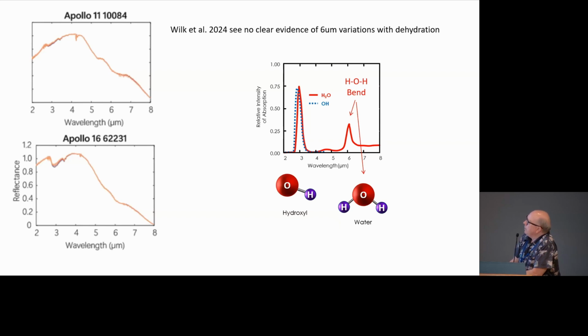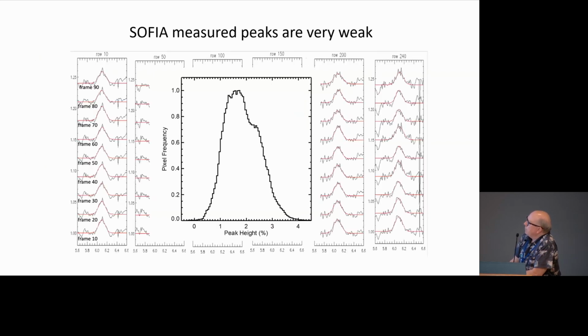But let's get to SOFIA. One thing I want to emphasize first is that the feature we observe on the moon from this observatory is very weak. The typical peak height, across a few 100,000 spectra, is about 2%. We don't see any spectra stronger than 4%. And there's a significant population that show no band at all. In the background are just some examples of this 6 micron peak that we observe.